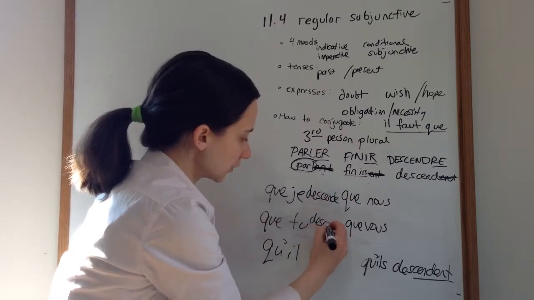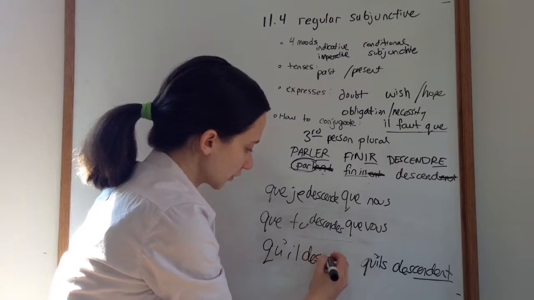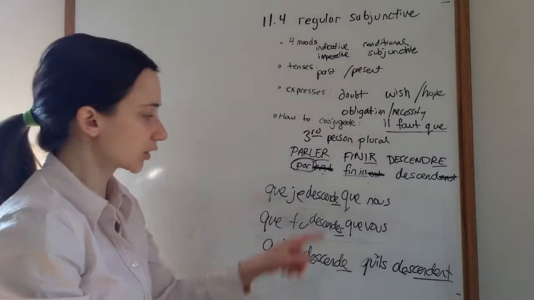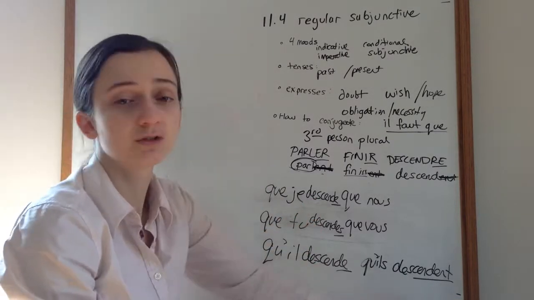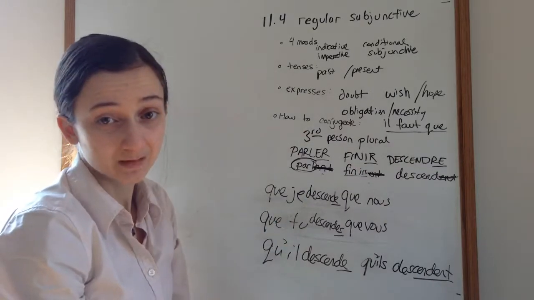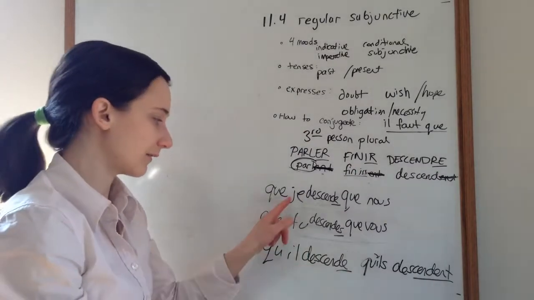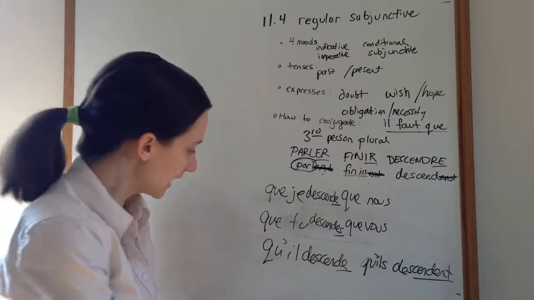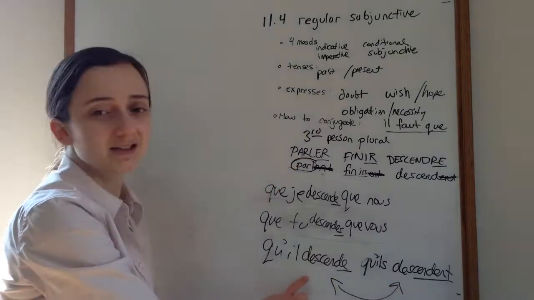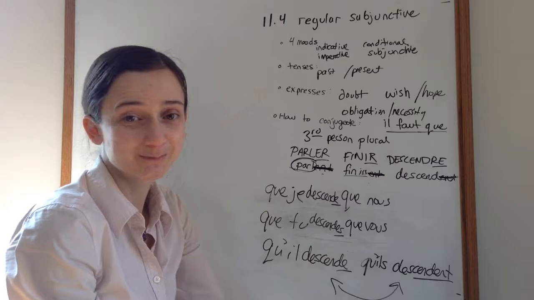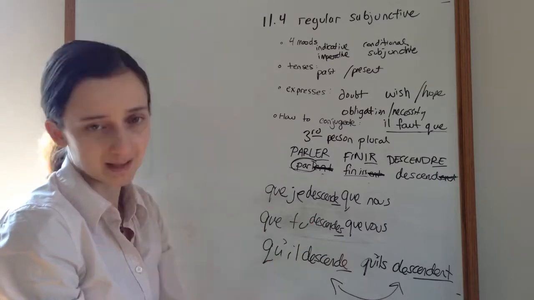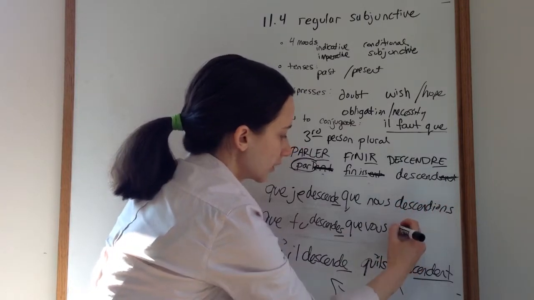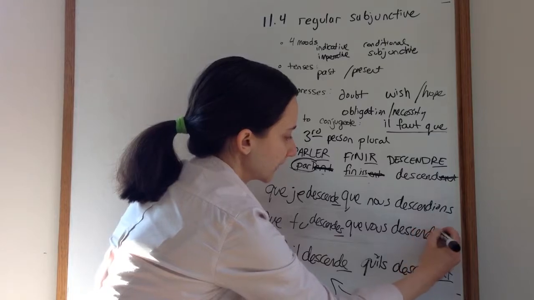Descende, descendes, descende, descendent. Descende, descendes, descende, descendent. It all sounds the same now. How can you tell the difference if you're listening? Because you have the subject, que je descende, tu descendes, il descende. Now can you tell the difference between this and this? Qu'il descende, qu'ils descendent. No, but you know from context. Okay, que nous descendions, que vous descendiez. Okay?